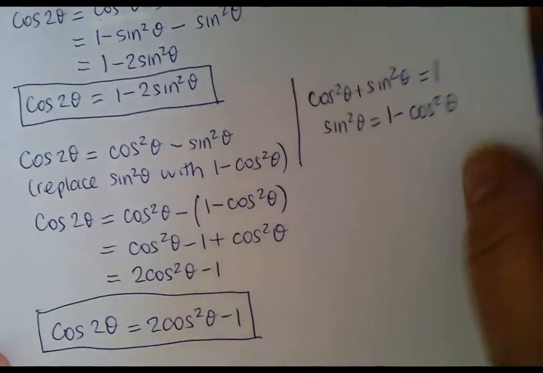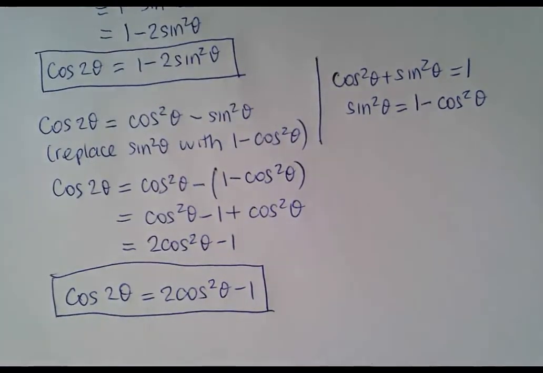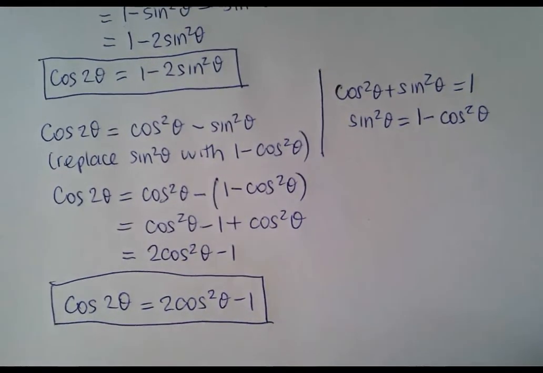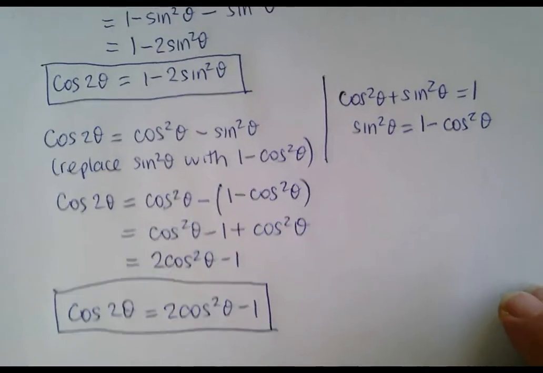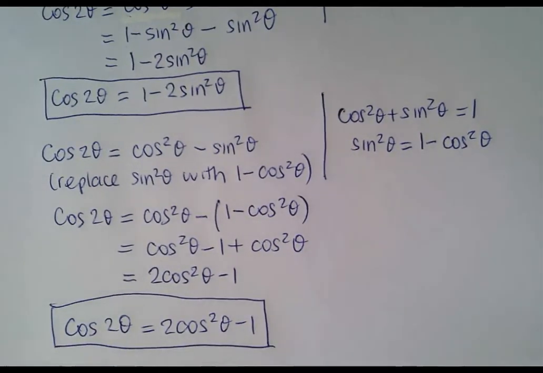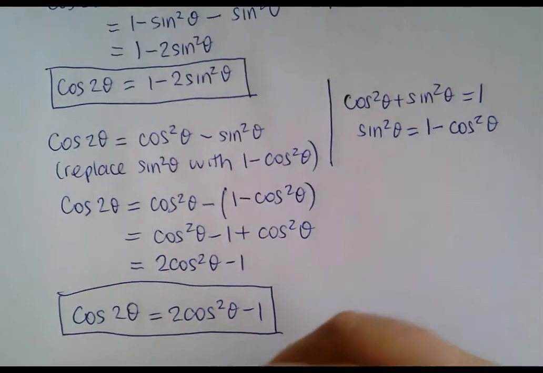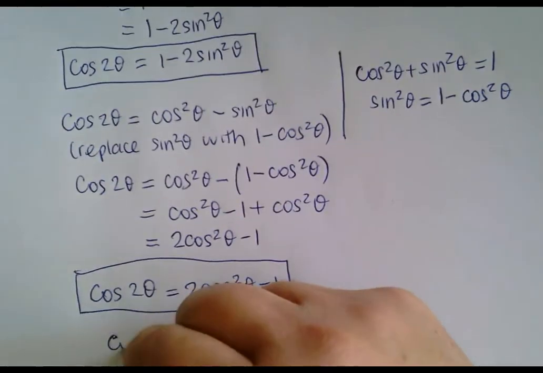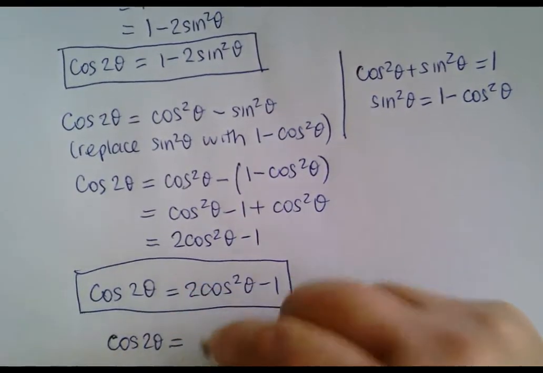Now, there's 3 results for cos of 2 theta. If you know one of them, you can derive the other 2. But I do have a little trick for remembering them. So I'm going to write them all at the end again. So these are my double angle results for cos 2 theta.